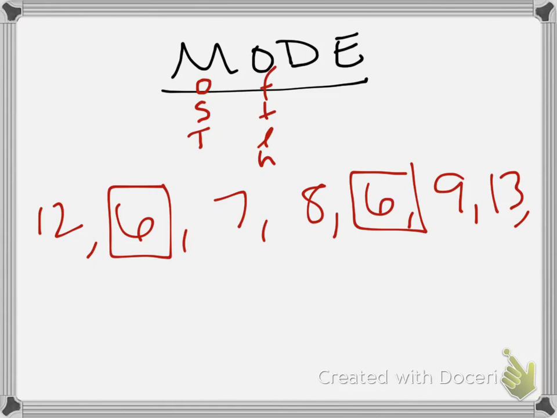But you can also have more than one mode. So say there was another 8 here. There's 2 8s and 2 6s. My mode can be 8 and 6.